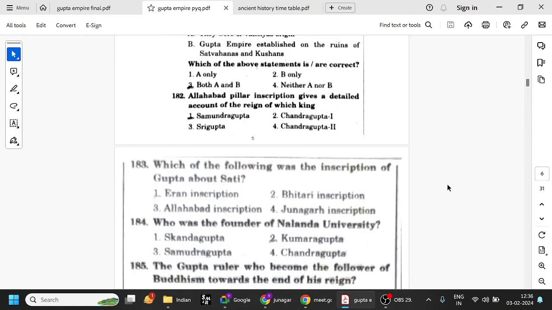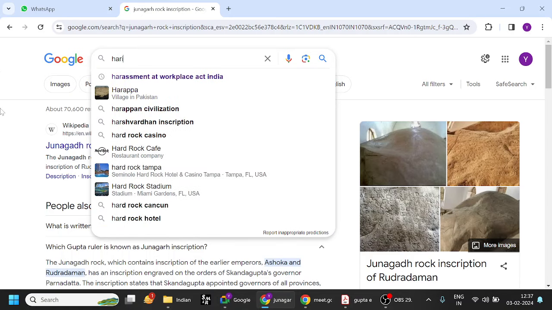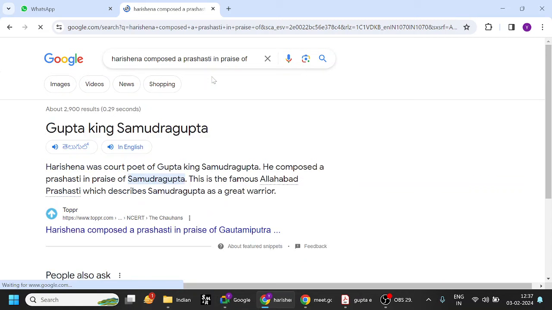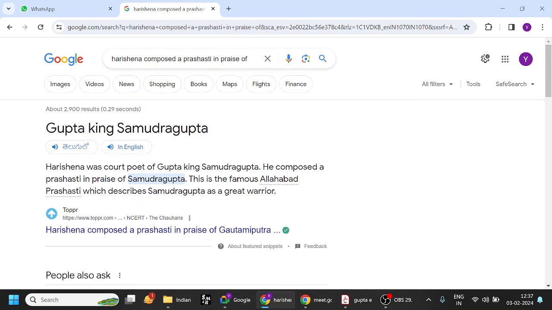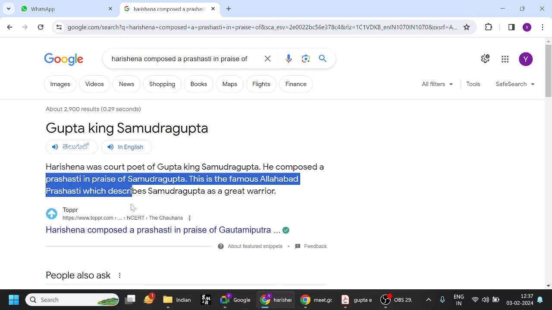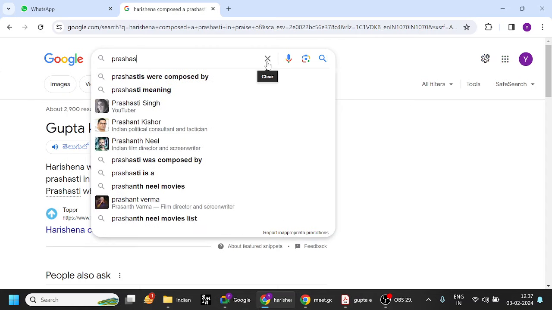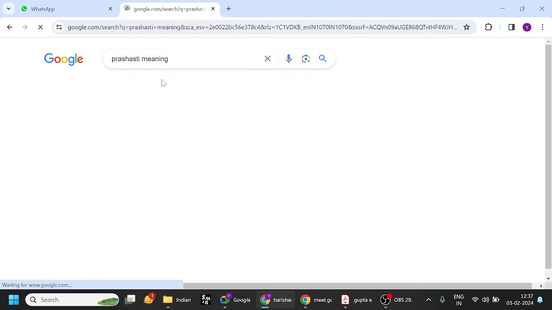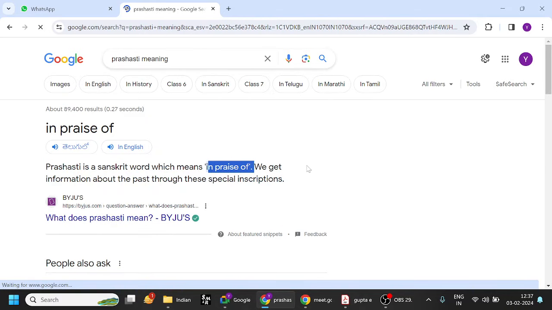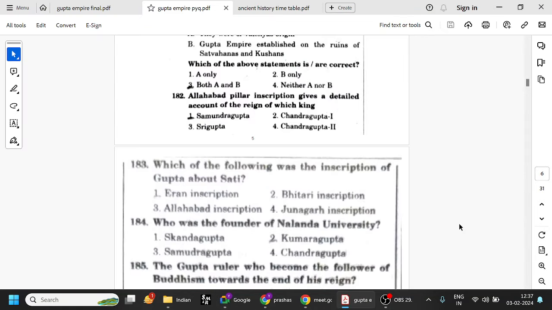Allahabad pillar inscription gives a detailed account of the reign of which king? Samudragupta. Try to remember that. And we have also seen who composed the content: Harishena, the court poet of Samudragupta. He composed a prashasti in praise of Samudragupta. This is the famous Allahabad prashasti, which describes Samudragupta as a great warrior. Prashasti is a Sanskrit word which means in praise of. Basically, a small poem kind of thing which praises.